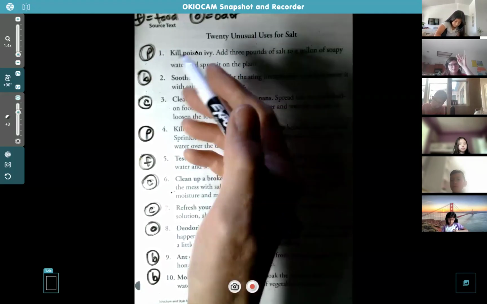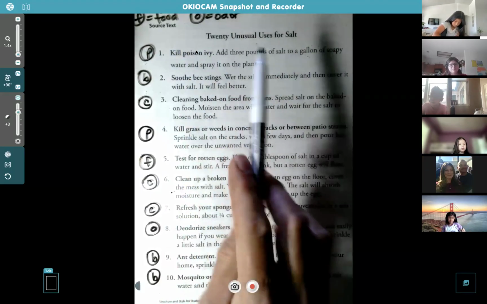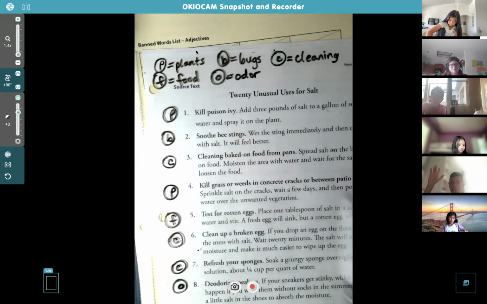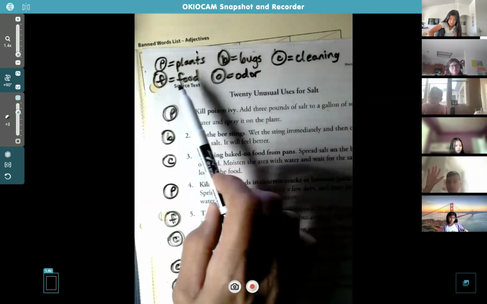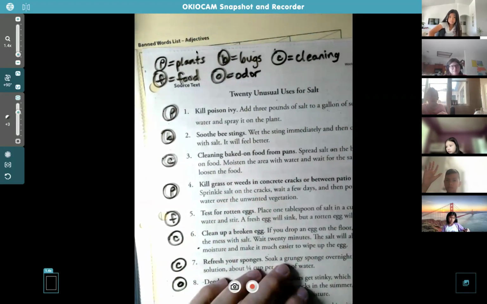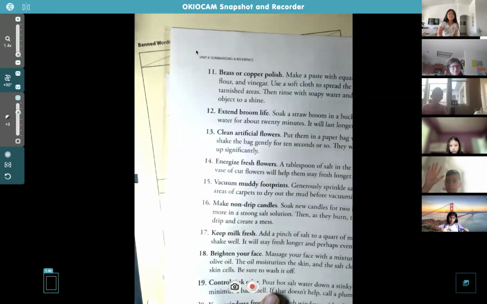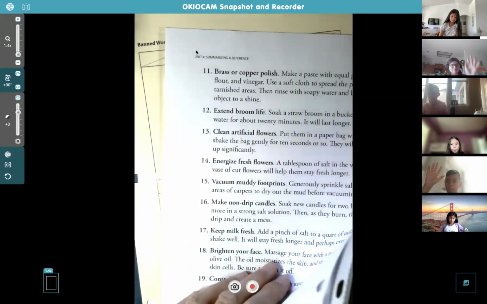So you guys see the pattern here? We're labeling each thing in these categories that we wrote above. We've got plants, bugs, cleaning, food, and odor so far, but guess what? There's more on the back. So turn it over. We've got more. There's a lot.